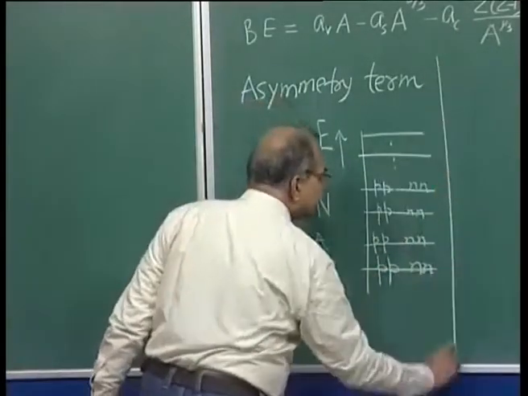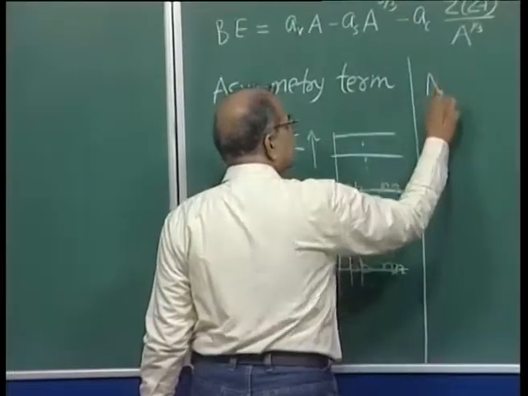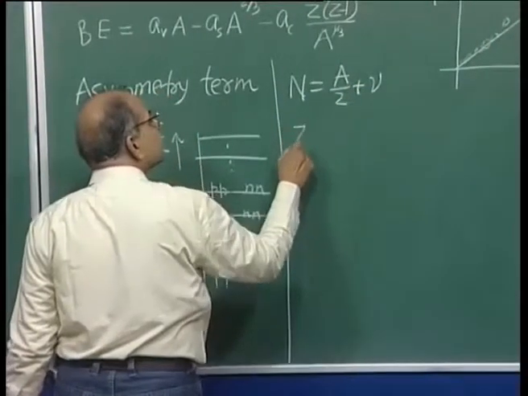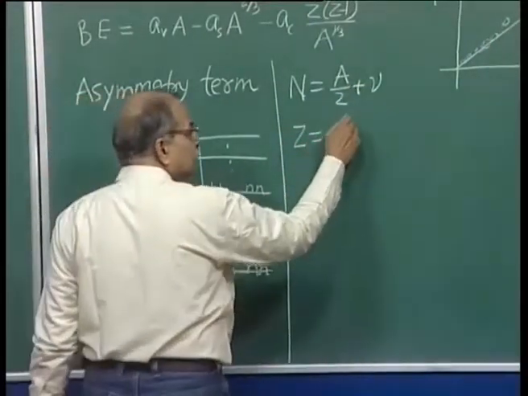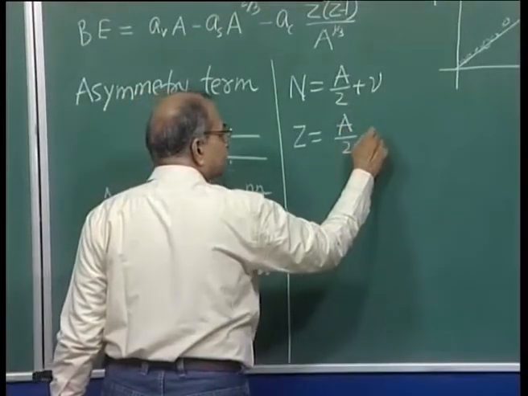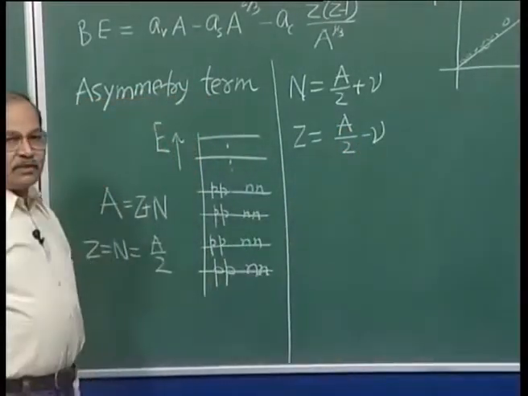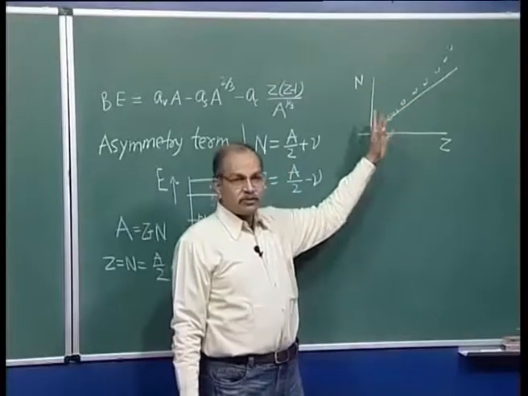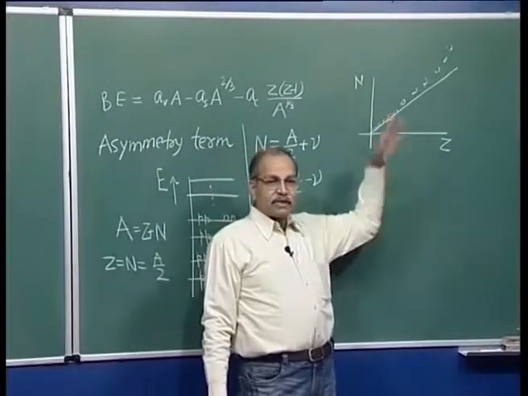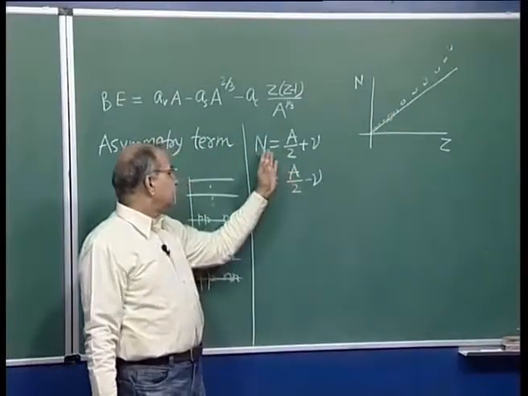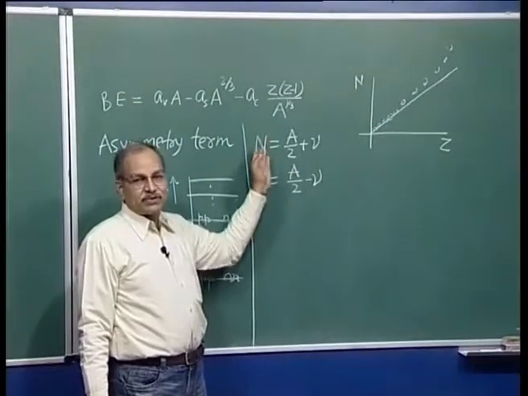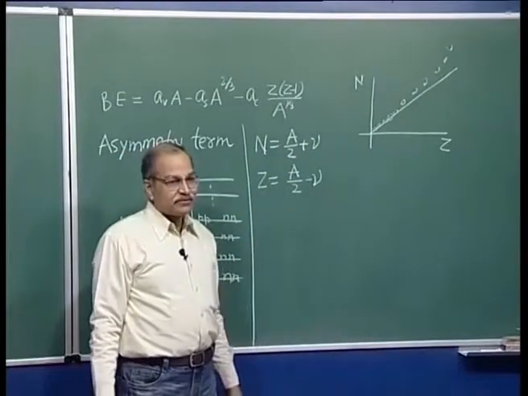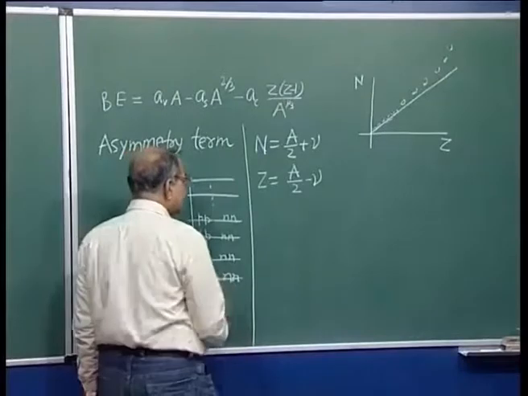Suppose you have a nucleus in which N is equal to A by 2 plus nu and Z is equal to A by 2 minus nu. It is a realistic situation for all these nuclei here, and many of the light nuclei also have more than one isotope. So, you can have N greater than Z, a very common situation. So, suppose it is A by 2 plus nu here and A by 2 minus nu here. Now how will these levels be filled up?